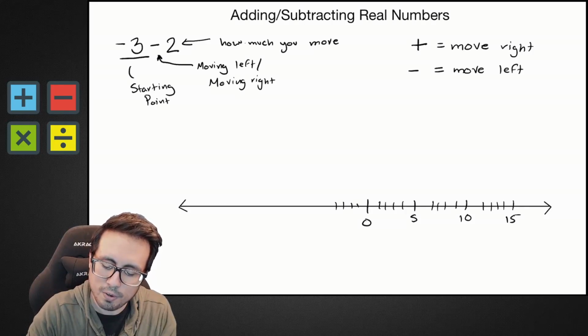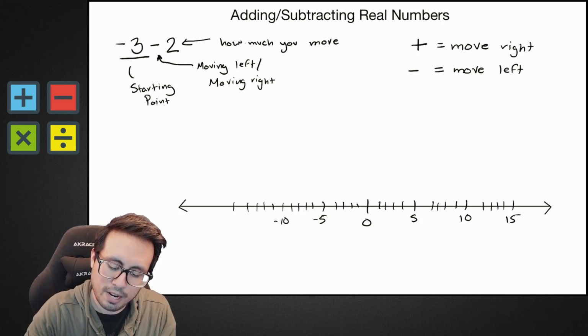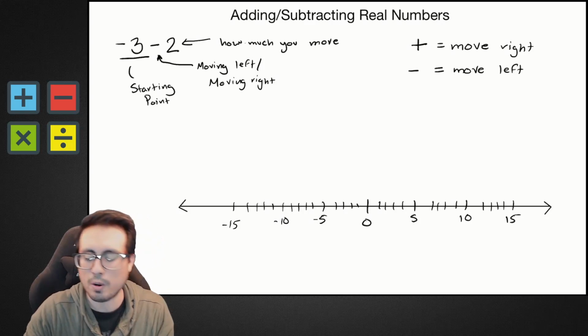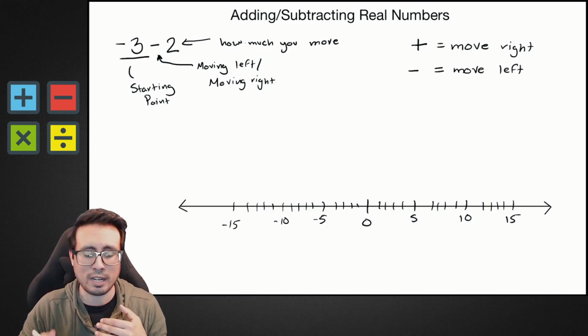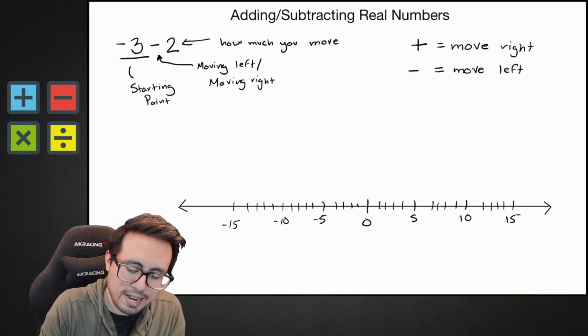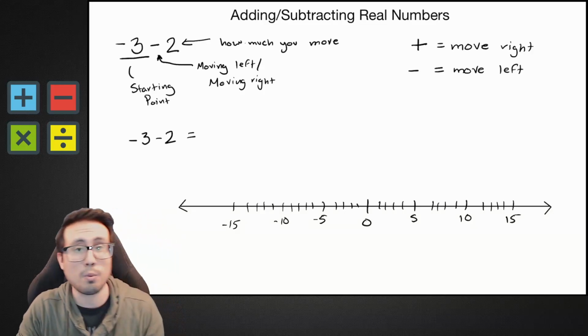1, 2, 3, 4, 5. This will be negative 5. 1, 2, 3, 4, 5. This will be negative 10. 1, 2, 3, 4, 5. We'll call this negative 15. Okay, awesome. We have our number line now, and what we want to do is we want to use this number line to figure out what negative 3 minus 2 is going to equal, right?